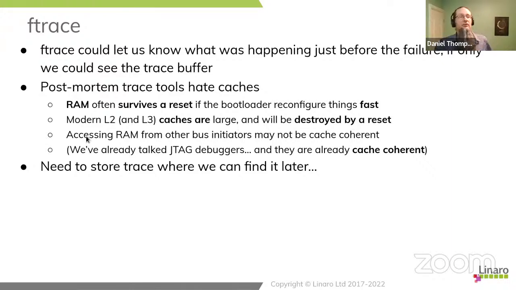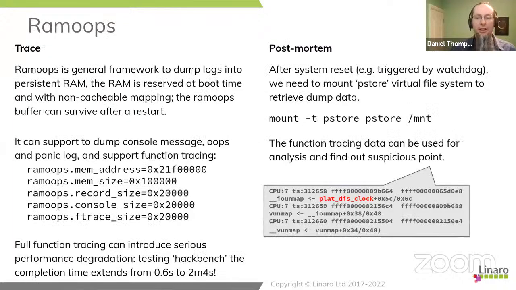If we can find a way to access the ftrace buffer from other bus initiators that are cache coherent, that would be great. So there are quite a lot of cache coherent peripherals on modern systems. If we've got a JTAG debugger, that might be able to access memory in a cache coherent way, although many of them do use the same bus initiator as the CPU, which means if the CPU is stuck, so is a JTAG debugger. Could reach into a different cluster though. If you've got multiple clusters, you might get a chance. But overall, we need to find a way to store the trace where we can find it.